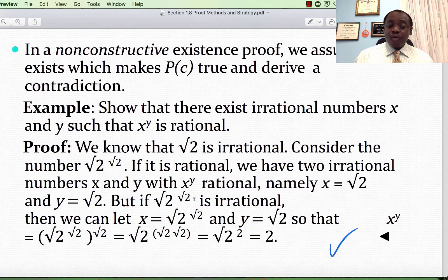So what have I done? I would have found an irrational number, x, and another irrational number, y, such that x raised to the power y is rational. So either the first case worked, or if it did not, the second case would work. So without actually pointing my finger to some particular x and y, we just proved that there exist irrational numbers x and y such that x raised to the power y is rational. And this is called a non-constructive existence proof. Again, we will see a couple of those in class.